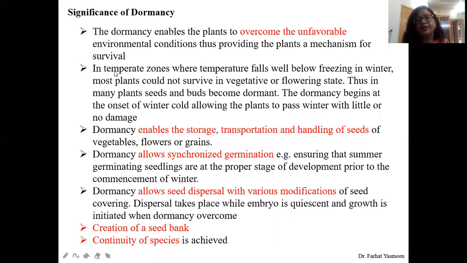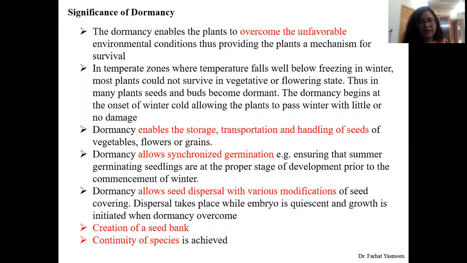For example, in temperate zones where the temperature falls below freezing point, if there is no process of dormancy, then plants will automatically die, not because of dormancy, but because of the temperature below the freezing point.